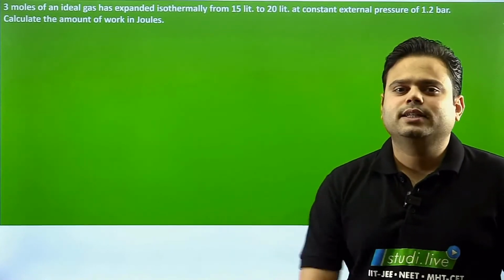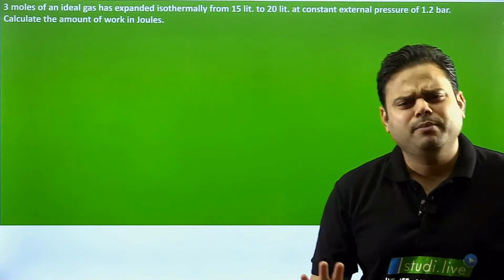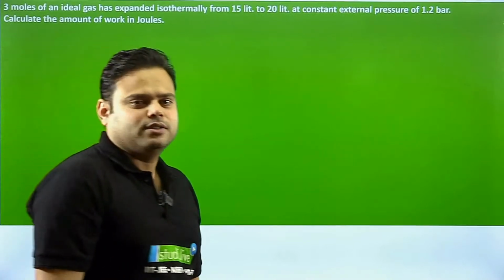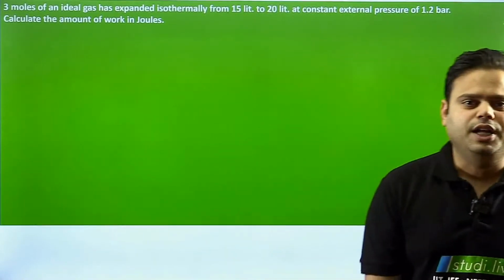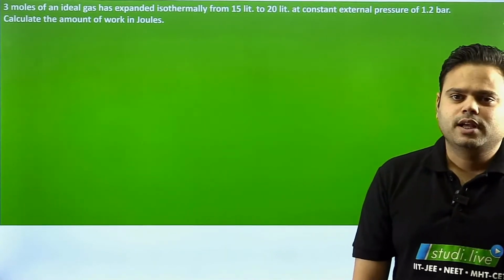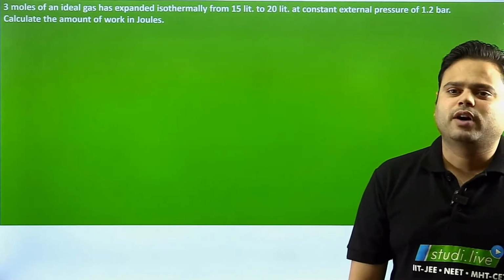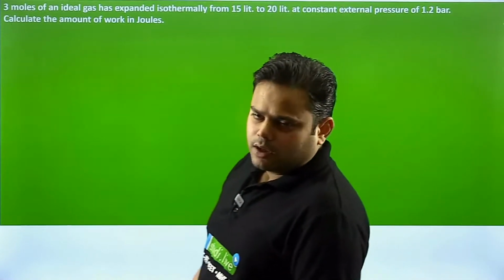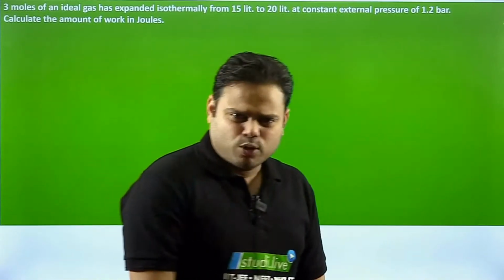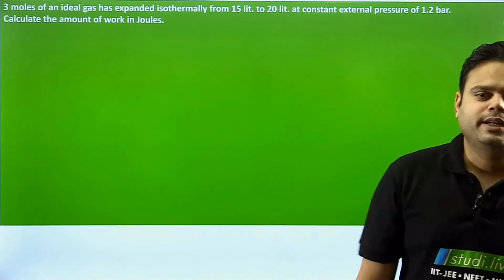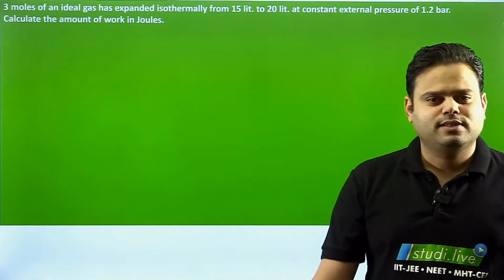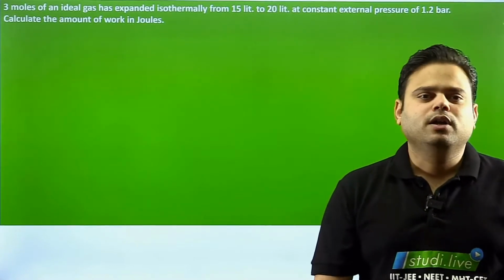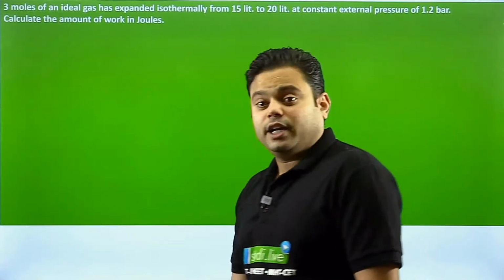Here we are seeing that the gas is expanding isothermally, means at the same temperature. The gas is expanding at the same temperature from volume of 15 liters to 20 liters at constant external pressure of 1.2 bar. Okay, bar is the unit for pressure. Okay, 1 bar is 1 atmosphere. So you can remember it that way. 1 bar, 1 atmosphere, it's the same. So 1.2 bar or 1.2 atmosphere again would be the same. We have to calculate the amount of work done in joules.